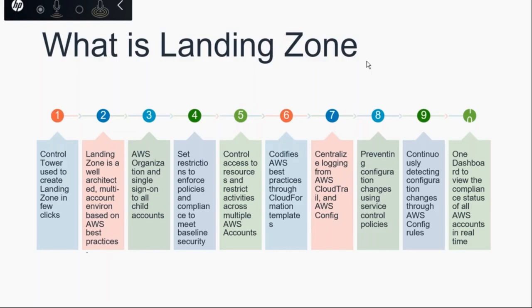Now, with Control Tower, you can do it in just a few clicks and your landing zone will be ready, and that too with best practices. When you create it manually, there are a lot of chances for manual error, but now you are creating an error-free landing zone as per AWS best practices.